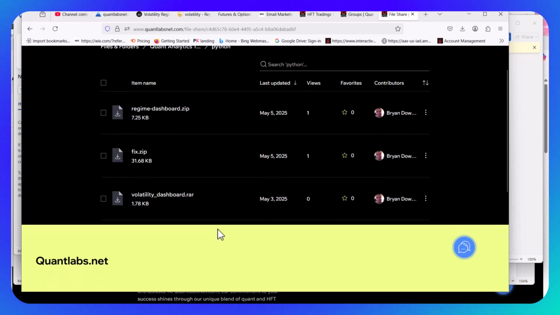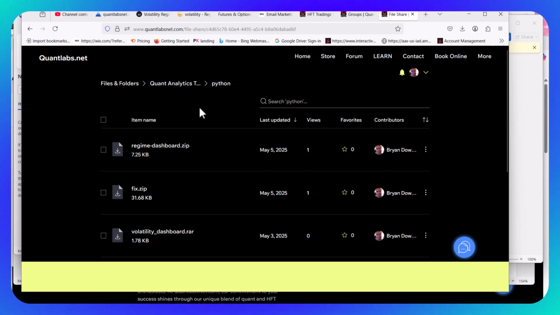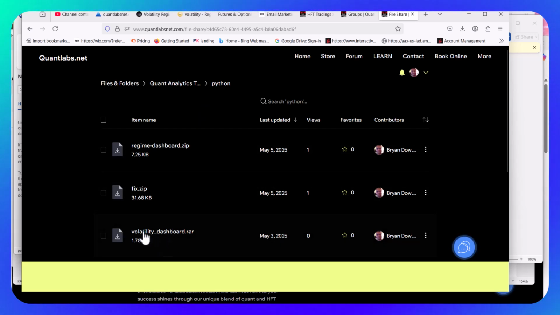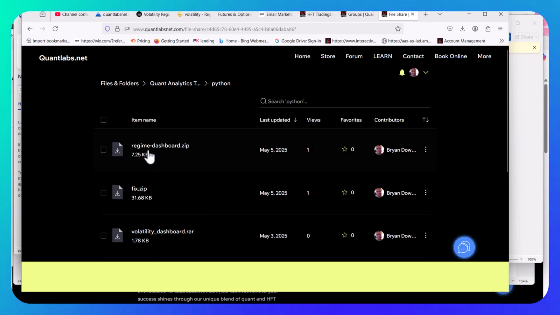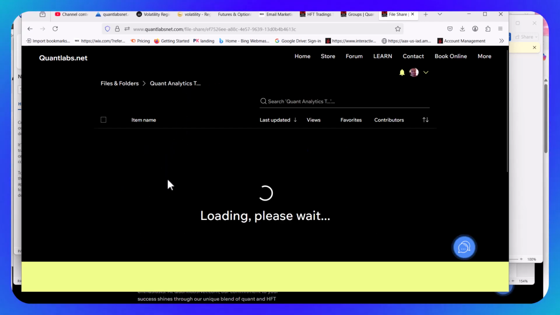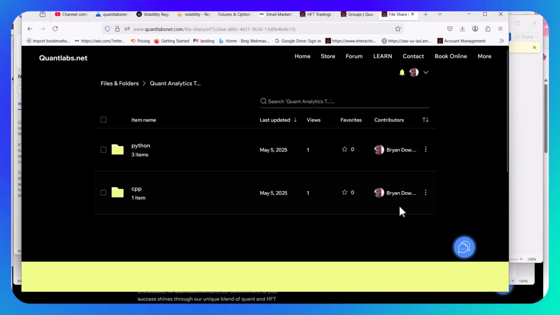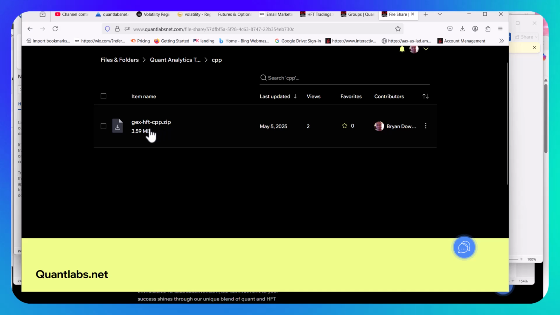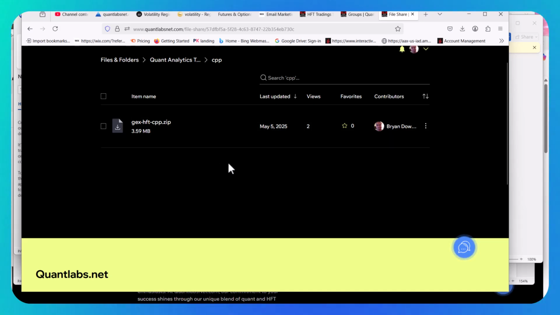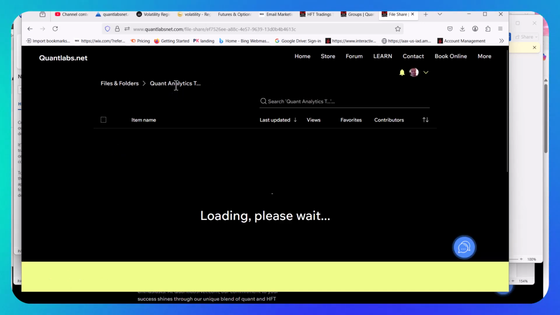And I think that's really important. In here, also for other source code, you get the volatility dashboard. One other one I've not yet talked about in a separate video: regime changes. In here, I also have a CPP or C++ one. There's a video on that, on the gamma exposure with C++. This is pretty interesting as well.